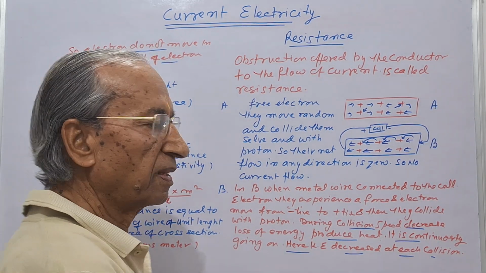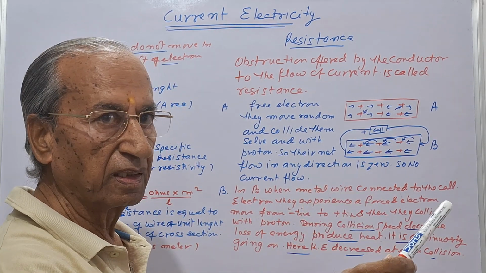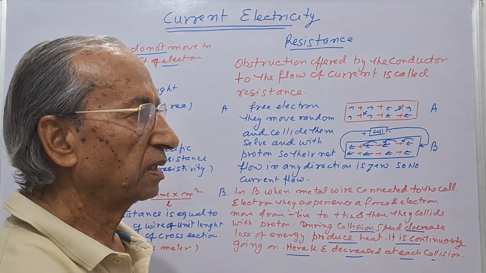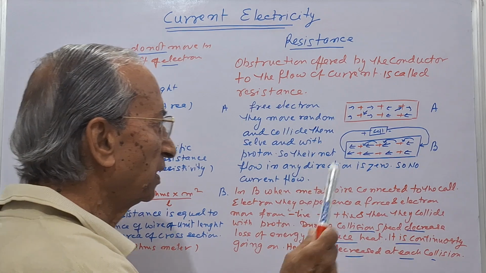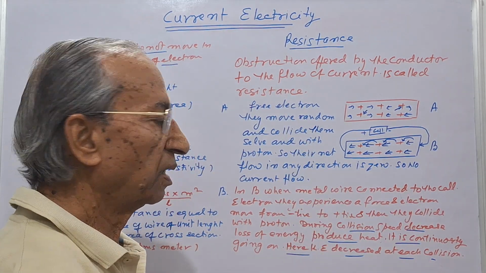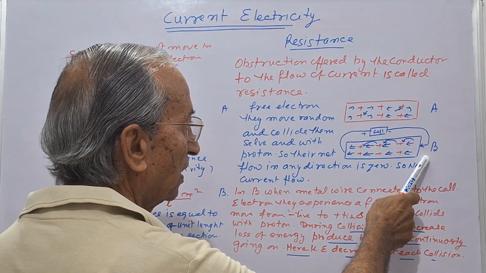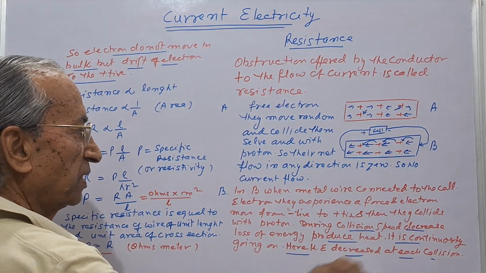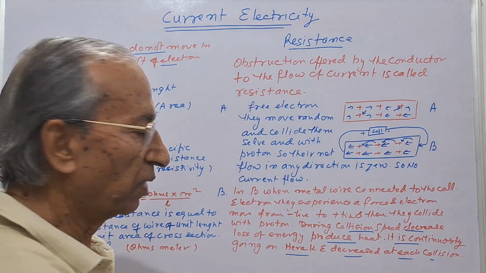So the point is that in the metal, free electrons move randomly and collide with each other and also with the protons. So the net flow in any direction becomes zero and there is no current. But what actually happens when the conductor is attached to the cell? It is very important and very interesting in nature.